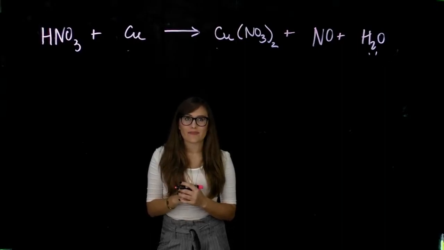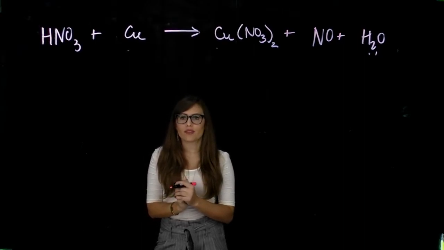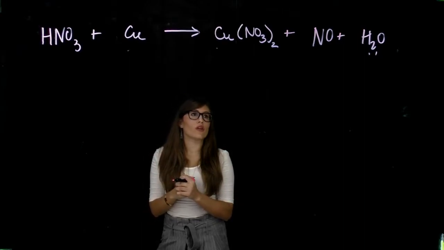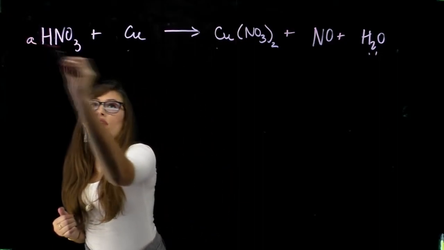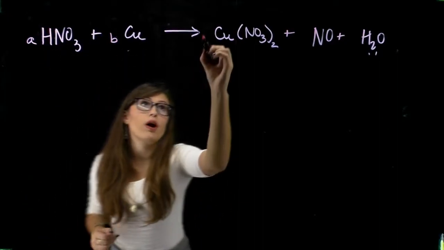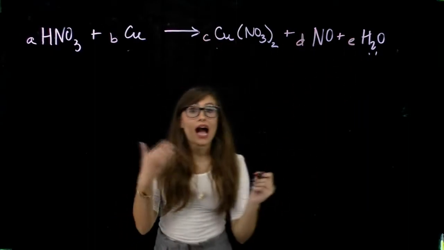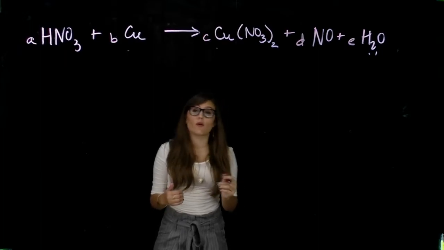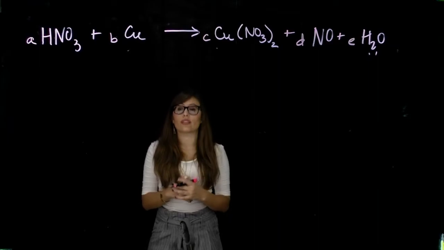Hello and welcome back. The following problem is asking us to balance the following equation. Remember, when you start to balance your chemical equations, to always place variables in front of your reactants and products. So A, B, C, D, and E. I like to solve and balance chemical equations the algebraic way. If you follow these steps, you will always get the correct answer.